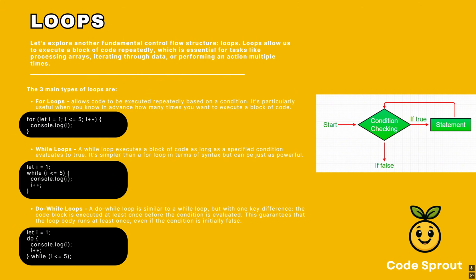Finally, we have do while loops. A do while loop is similar to a while loop, but with one key difference. The code block is executed at least once before the condition is evaluated. This guarantees that the loop body runs at least once, even if the condition is initially false.